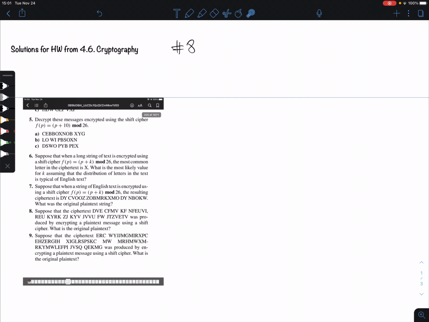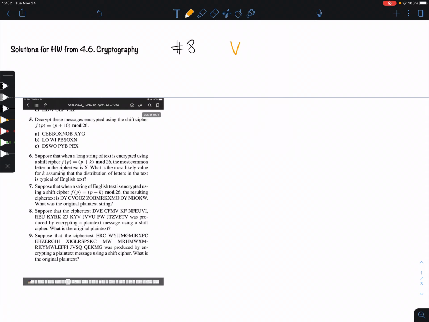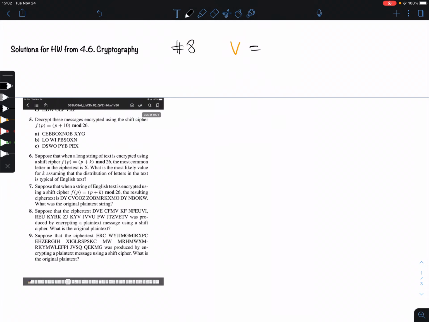All right, so I'm going to make the suggestion, and I'm using an orange. Orange is, for me, the encoded message, and black is the actual value. So based upon frequency analysis, I think that V is E. So now we have to know what is V and what is the shift that happens, right? So what is the value of E?